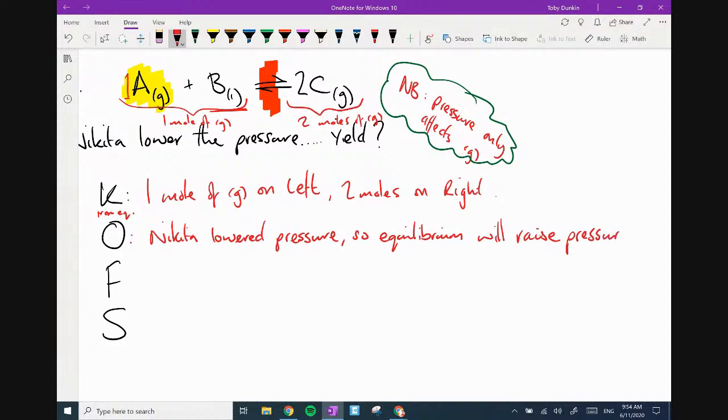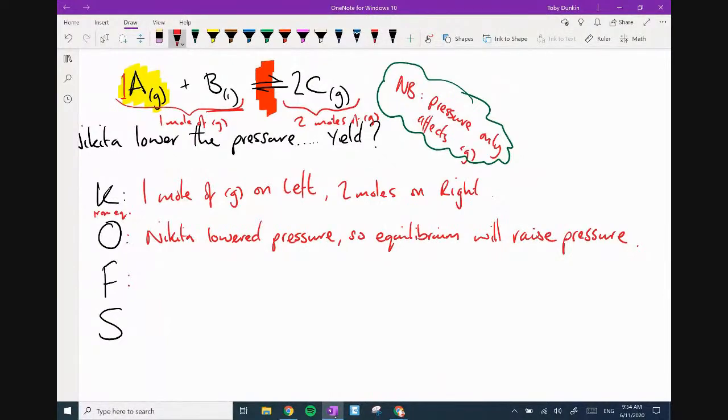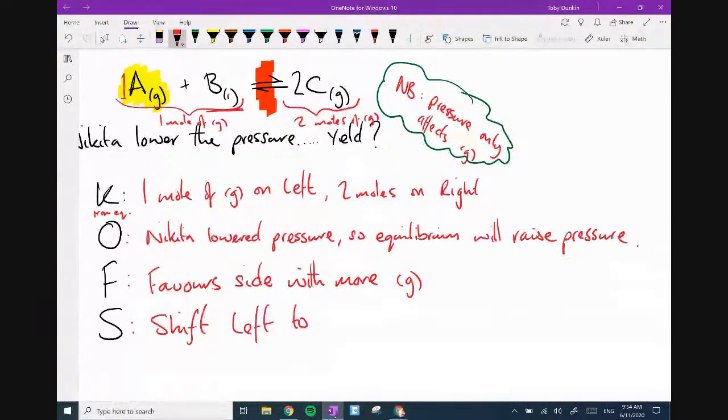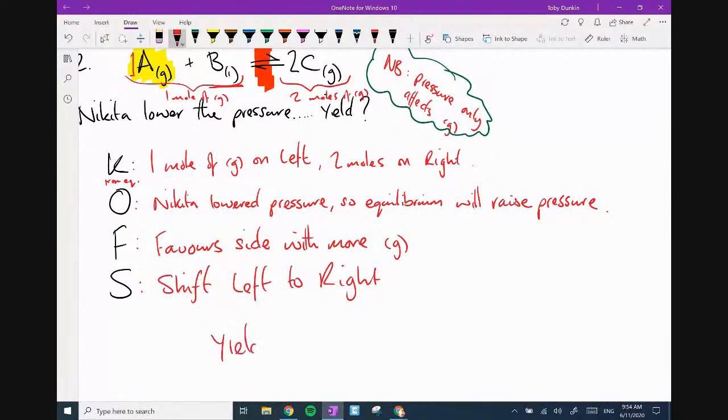Right. How is it going to do that? What is it going to favor to do that? It's going to favor the side with more gas. Yeah, favors side with more moles of gas, which is the right-hand side. Shift left to right. Yield increases. We're done. Nice. 5 marks. Doing really well. Shift left to right. Yield increases. Well done, Dana.